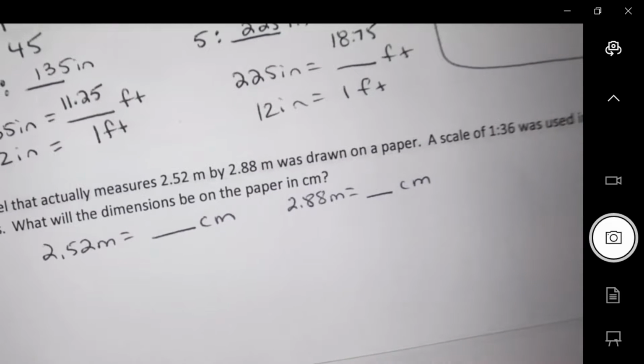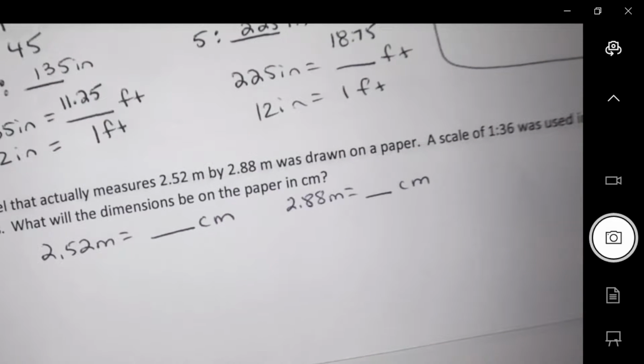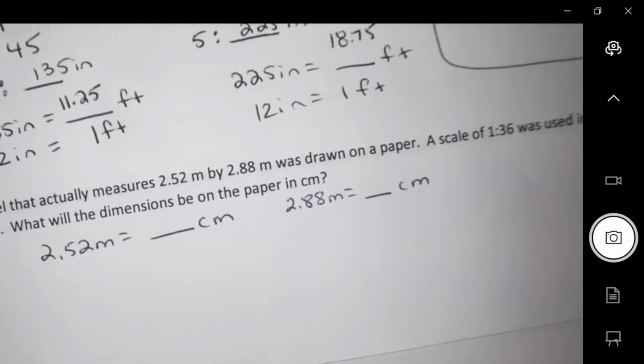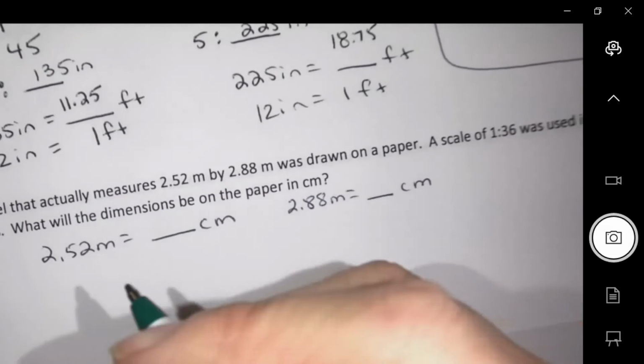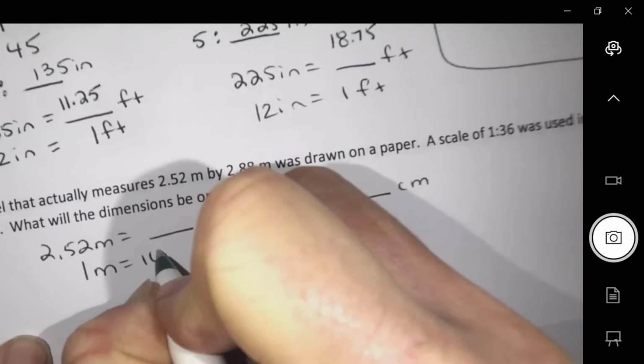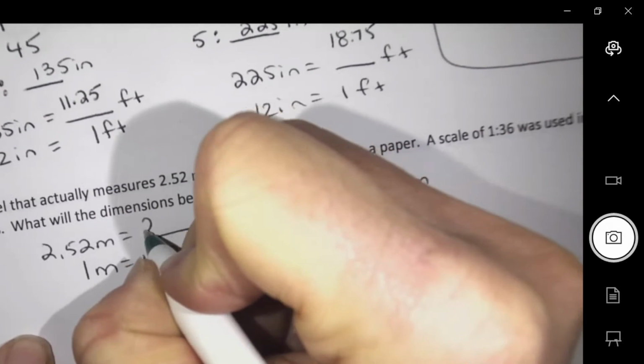Okay, I got to change everything to centimeters. Some of you might just know how to do this kind of fast without the ratio. That's all good. How do you know how many centimeters are in a meter? You know that one by memory. 100? 1 meter is 100 centimeters long.